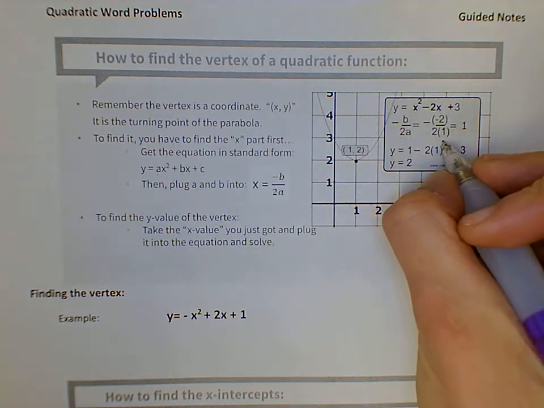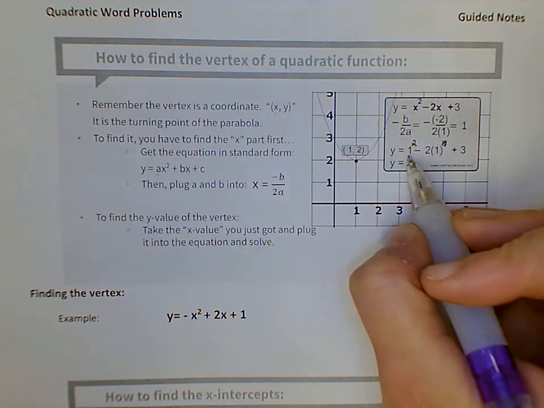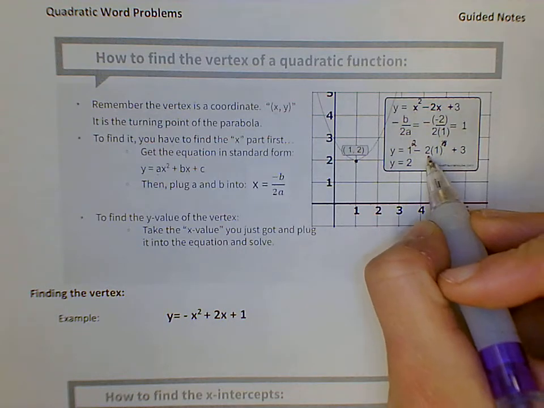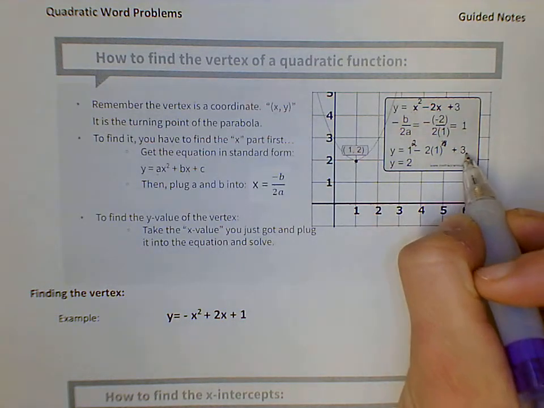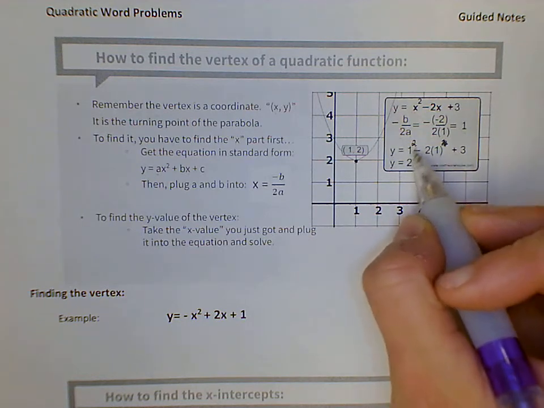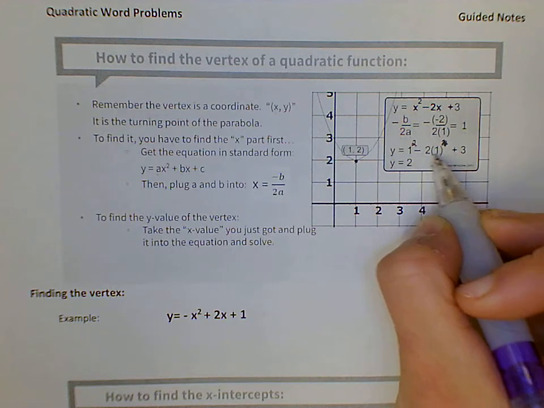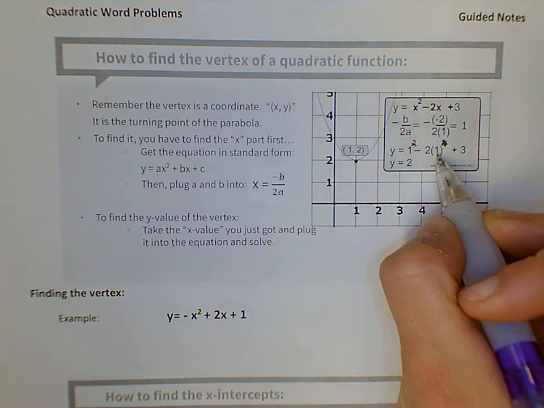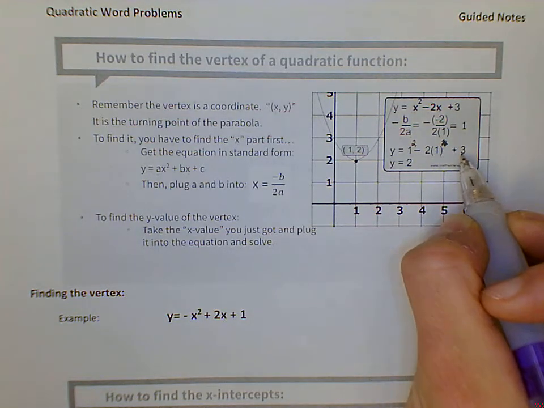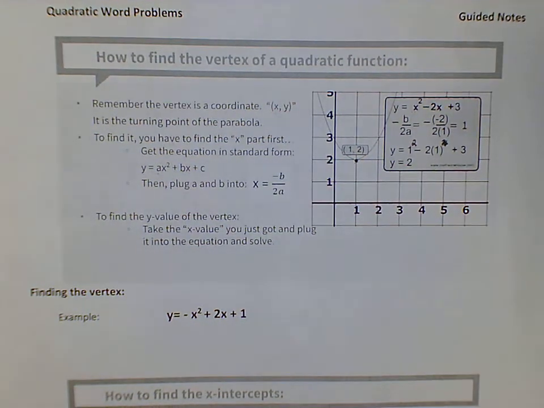And actually, this shouldn't be a square right there. This should be squared. So it'd be 1 squared minus 2 times 1, and then plus 3. And then you just simplify. So that would be 1 squared, which is 1. And then it'd be minus essentially 2. So 1 minus 2 was negative 1. And then if I take negative 1 plus 3, I get 2. So that was the y part of my coordinate, okay?